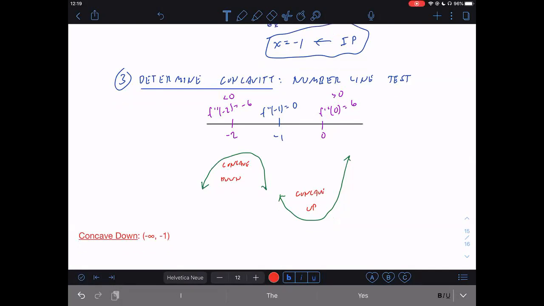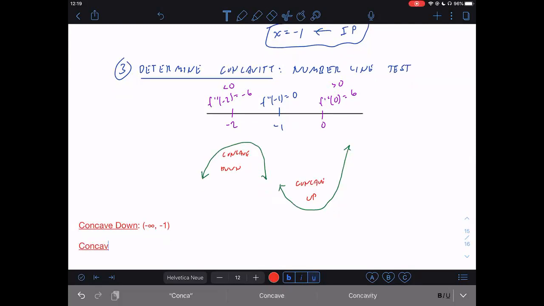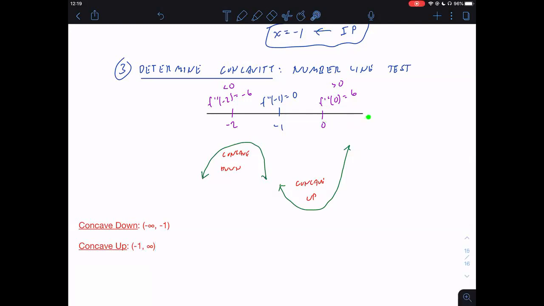Okay, and then it is concave up. It opens upwards after -1 to positive infinity. Meaning if you pick any number after -1, like 0, 5, 10, a trillion, the second derivative will be positive. Meaning it's opening upwards from -1 towards positive infinity.